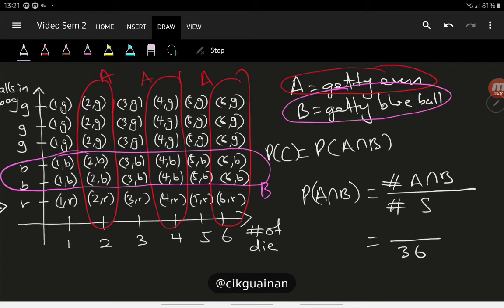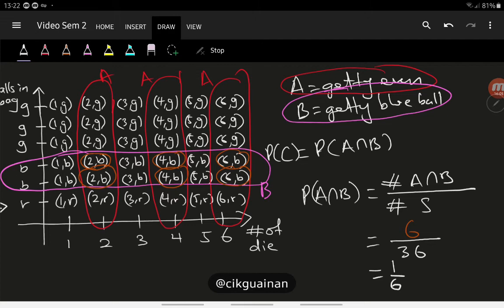Intersection means it obeys both of the rules. So the ones which fall for both conditions are the ones that I circle in chocolate, this one in brown. This one, also this one, this one, this one. So how many are they? There are 6 of them. So we simplify it, we get 1/6.